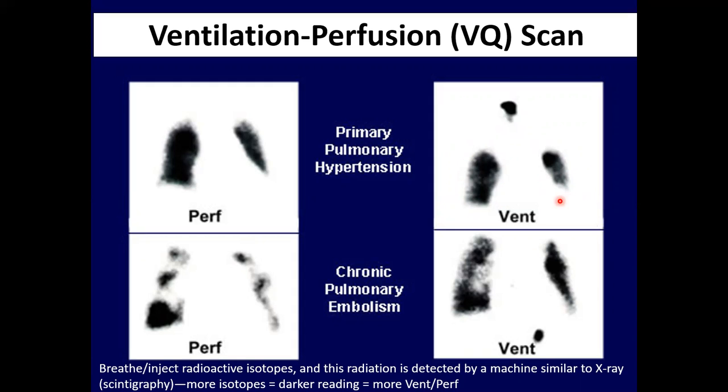Also, a radioactive isotope is injected into the veins so that, again, we can visualize where the blood is flowing. And so once again, we see that the entire region of the lung here is not getting perfused, right? Same thing here, chronic pulmonary embolism. We can compare the patterns between the perfusion and the ventilation to see where the problem is, to see what the problem is.